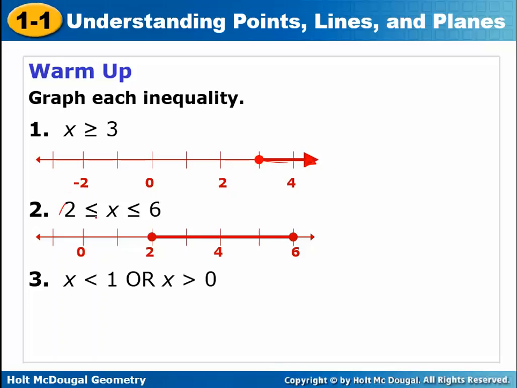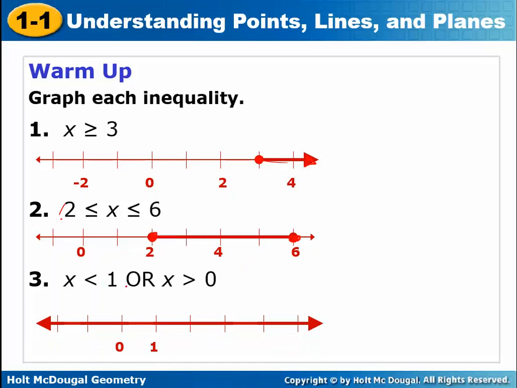The second question said 2 is less than or equal to x, and also x is less than or equal to 6. So you have to think of a number that is between 2 and 6, like 4. They included 4. We put solid dots at 2, solid dots at 6, and then we want to include everything in between there.